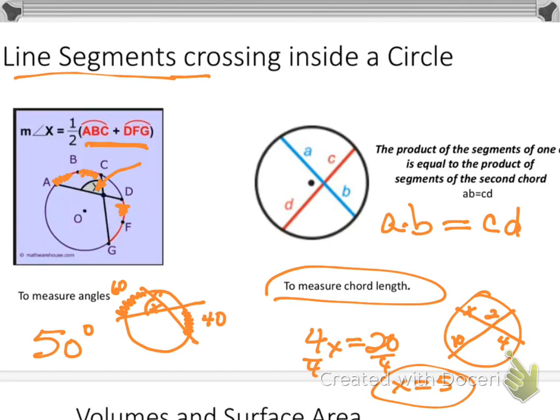So a chord is when you connect from one side of the circle to the other side. If your chord goes through the center of the circle, it is a special chord. It is a chord called a diameter. Okay, these chords are not diameters because they do not pass through the center of the circle, which is represented by that black dot right there.